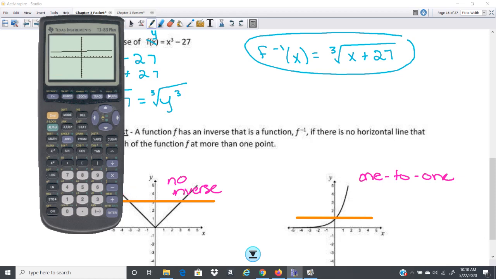All right, it's kind of a flat line. It doesn't look like it's exactly horizontal. Yeah, it's not exactly horizontal, so it looks like we're okay. If it were a horizontal line, then obviously it would not have an inverse there. So we're okay here with it being the inverse.